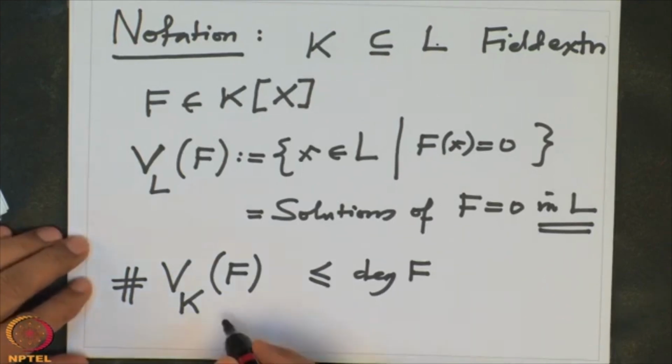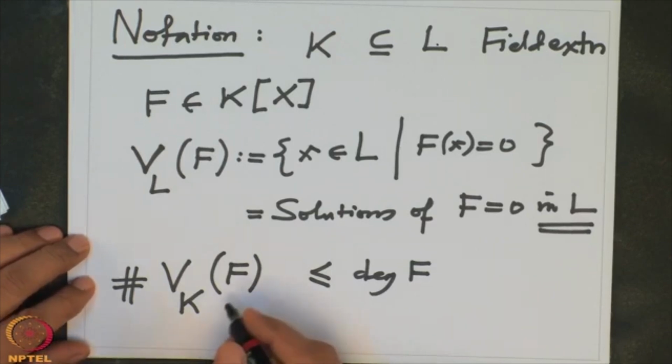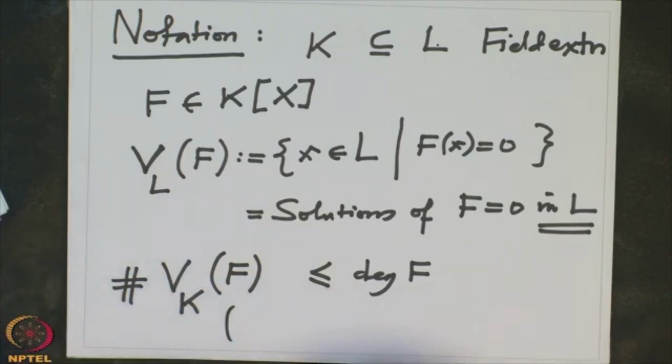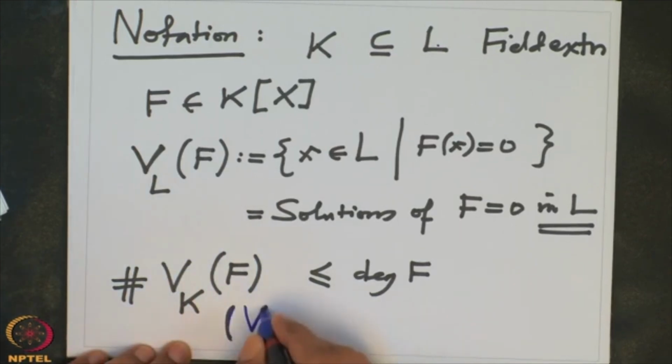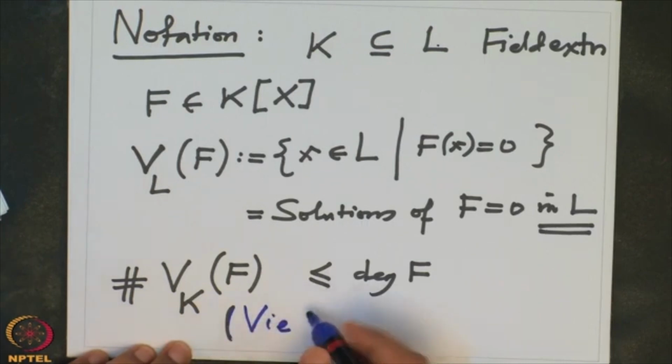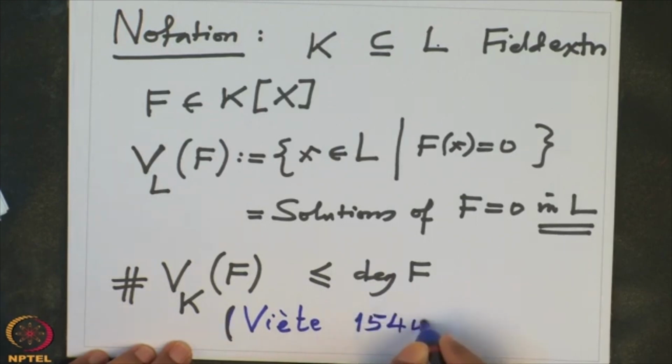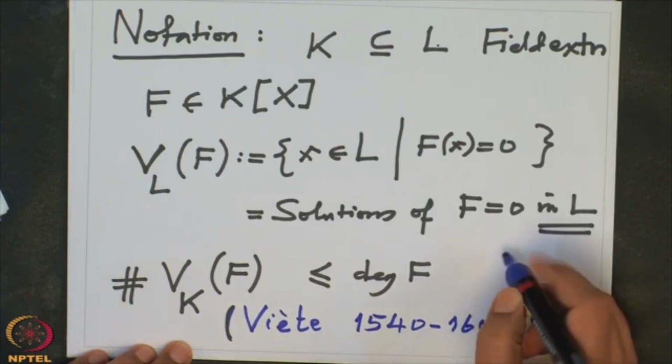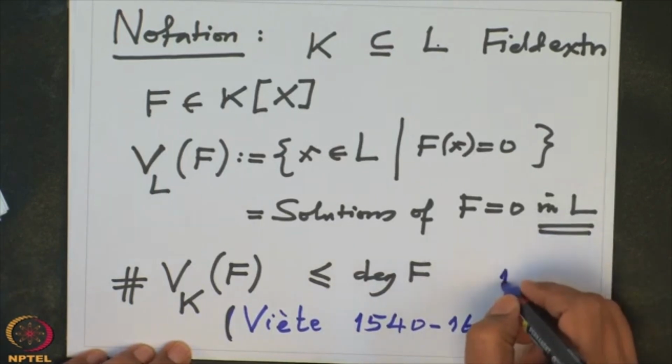Actually, I wanted to make that comment, this was proved by Viète. I will write here in the bracket. This is a very important observation. For a long time people didn't know. So this is Viète, the French mathematician who lived between 1540 and 1603, and he observed this around 1591.